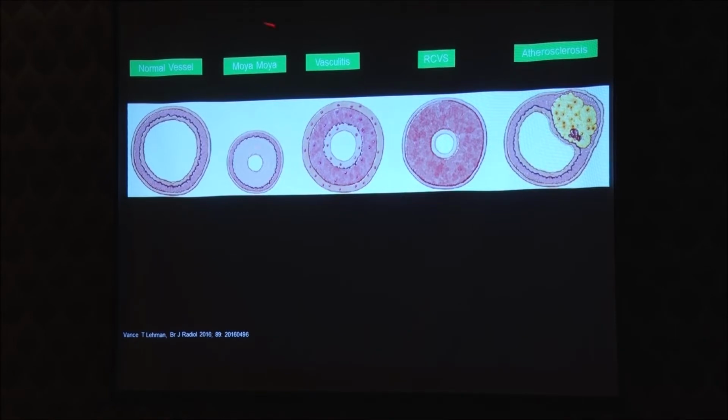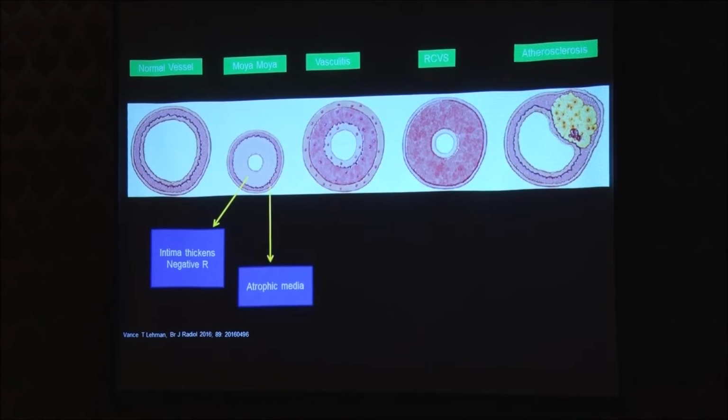One is Moyamoya disease, vasculitis, RCVS, and atherosclerosis. What happens in Moyamoya disease? The intima thickens, and what happens is what we call negative remodeling. The entire artery shrinks down, and the media is atrophied. The intima thickens, the media atrophies, but the thickness of the wall remains the same.